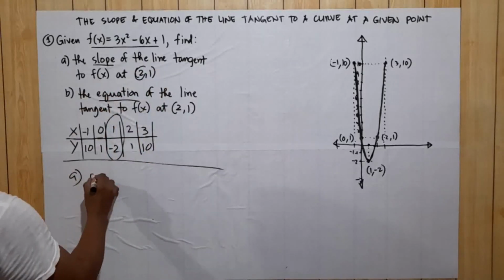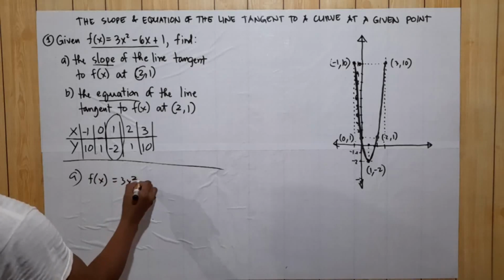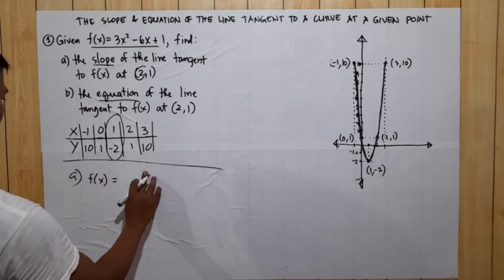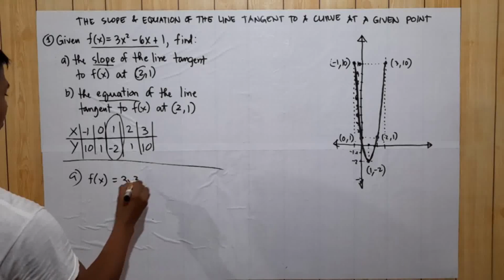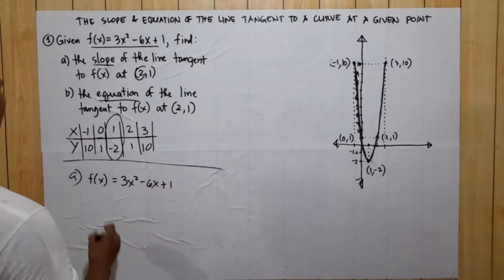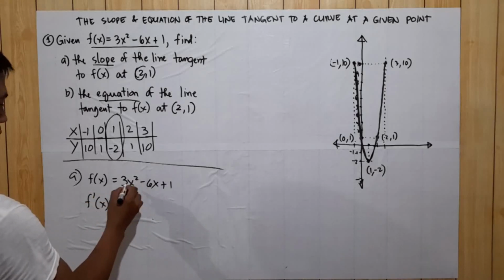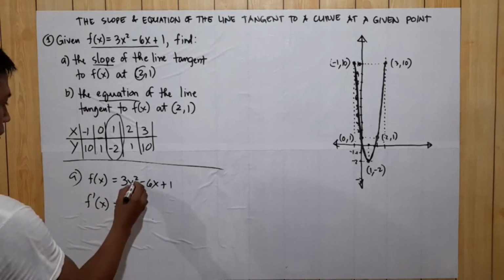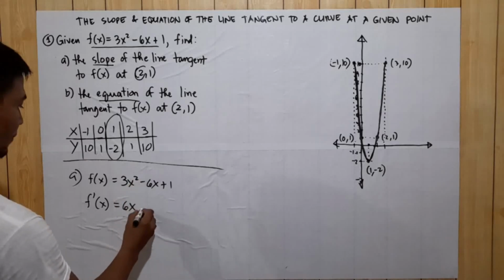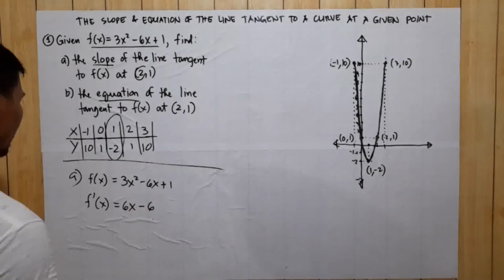So, we have f of x equals 3x squared minus 6x plus 1. Then, yung first derivative po niya ay 2 times 3 is 6. Tapos, minus 1 na po ito. 6x na lang po siya. Minus, derivative po ng 6x is 6.